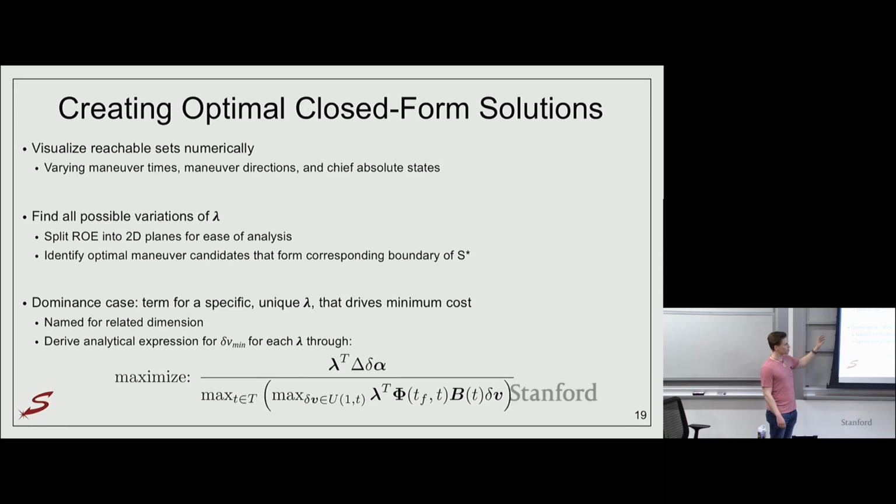And for these dominance cases, we can derive an analytical expression for a delta V minimum for each one, which is simply the result of this equation, which we'll have all the components of because we're doing this visually.